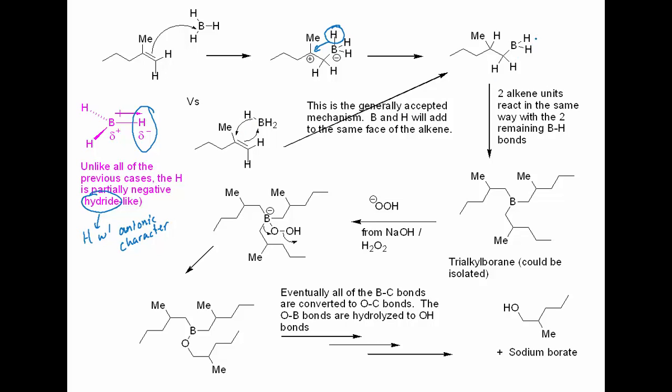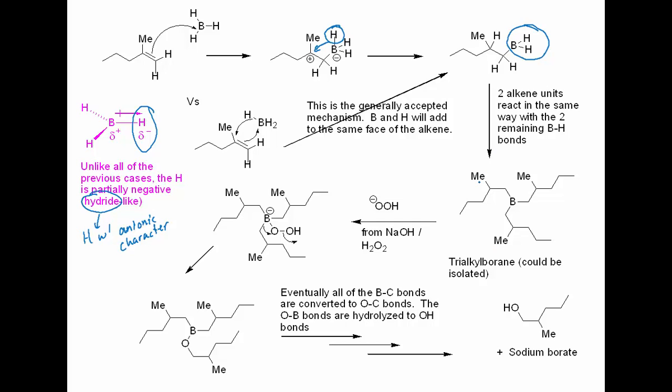Notice that here we still have two active BH bonds, right? One here, one here. These remaining BH bonds can do exactly what this first BH bond did, react with two more alkene units, and this is going to make a species that's called a trialkyl borane. You could isolate this if you want to, and actually some recent Nobel Prize winning chemistry has involved uses of the trialkyl boranes, but we'll not discuss that for now. Let's just look at how we can convert the trialkyl borane into an alcohol.